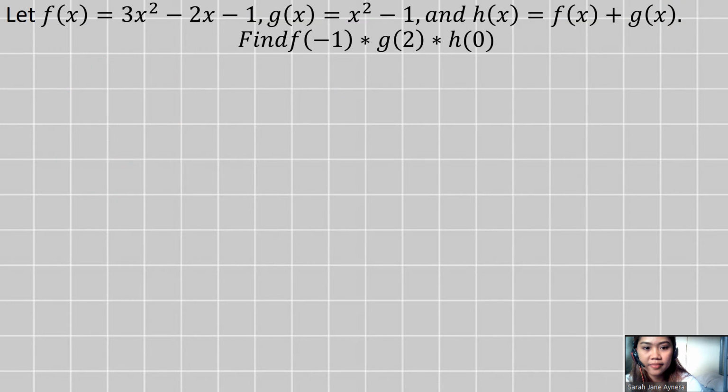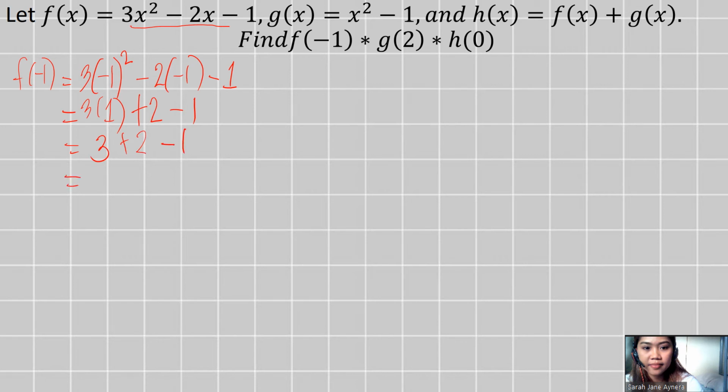From the same given, let us find f of negative 1, g of 2, and h of 0. Let us evaluate first f of negative 1. So, in this case, you will just substitute negative 1 to all x of the function of f. So, this will become 3 times negative 1 squared minus 2 times negative 1 minus 1. Let us simplify first yung may mga exponents. So, negative 1 squared, or negative 1 times negative 1, is equal to 1. Negative 2 times negative 1 is positive 2, so plus 2. Copy minus 1. 3 times 1 is 3, copy plus 2, minus 1. This is equal to 3 plus 2 minus 1, which is equal to 4. So, f of negative 1 is equal to 4.